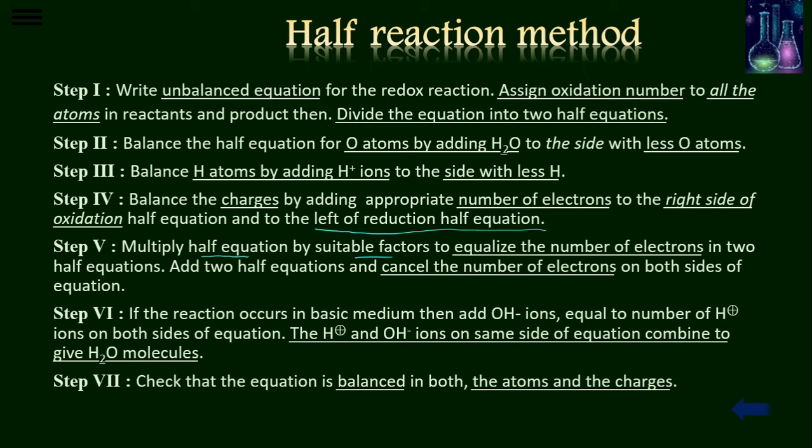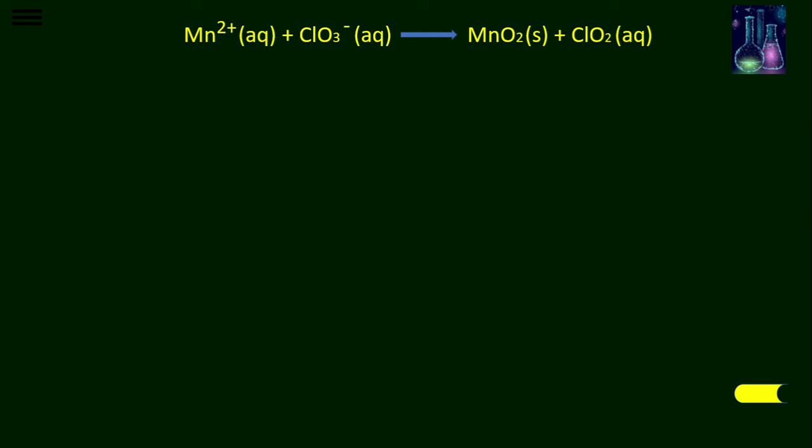Now let's apply the steps to some examples. The first example: Mn plus 2 plus ClO3 minus gives MnO2 plus ClO2. So we have the skeletal equation in front of us. Now write the oxidation states. Here Mn is plus 2, Cl here is plus 3, oxygen here is minus 2.